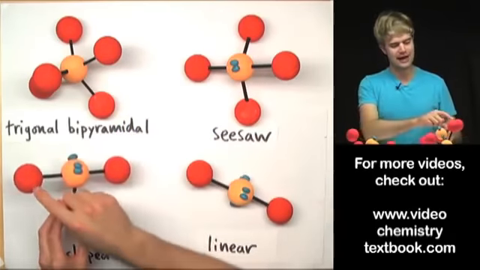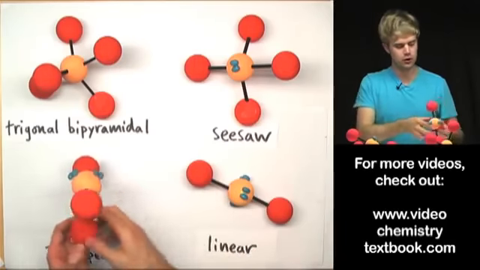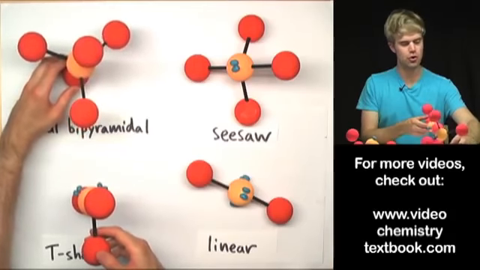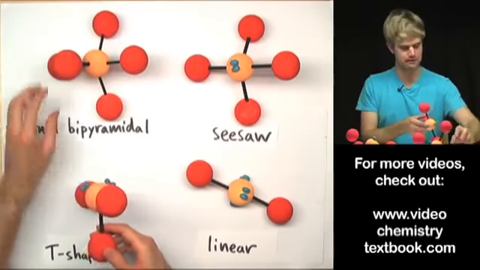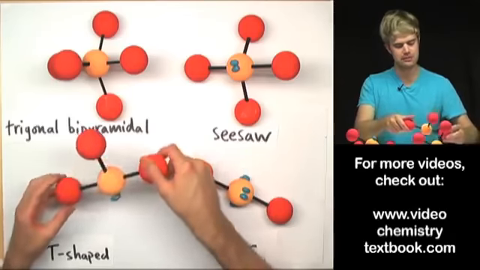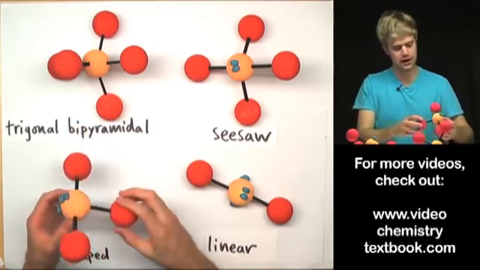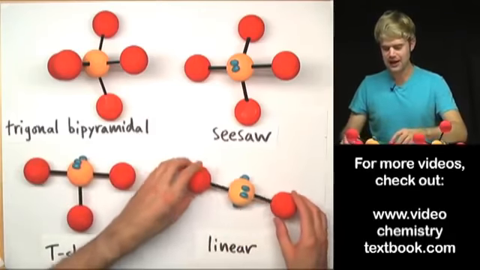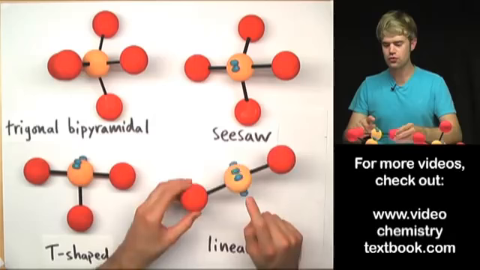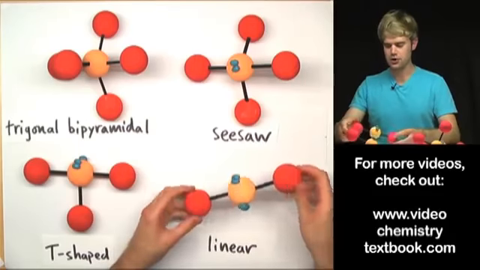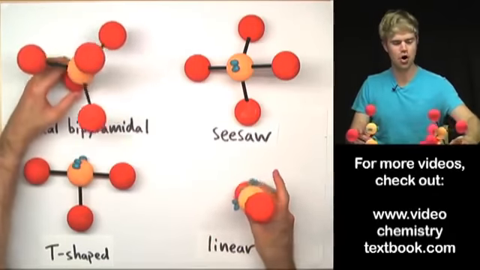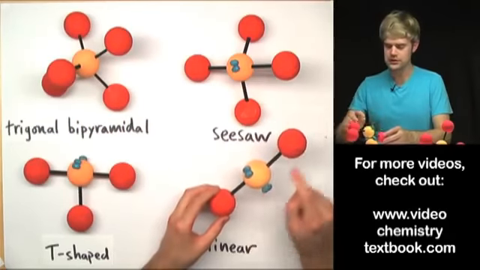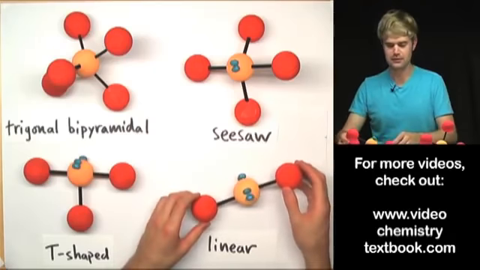If you have 3 atoms and 2 lone electron pairs, you're going to be missing 2 of the equatorial atoms that you would normally have on the trigonal bipyramidal shape, and you're going to end up with this T-shaped molecule, where you have 2 axial and only 1 equatorial atom left. And finally, if you've got 2 bonds and 3 lone electron pairs, you're going to be left with a linear molecule because all of your equatorial atoms are gone, and you only still have the 2 axial atoms.